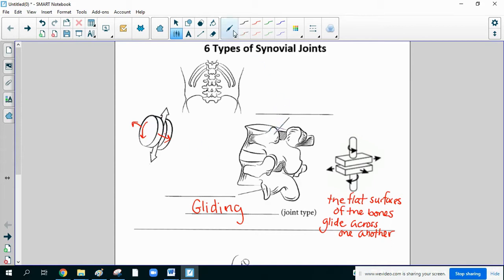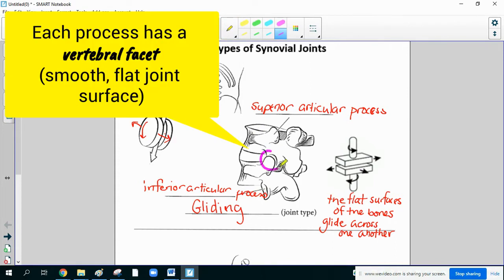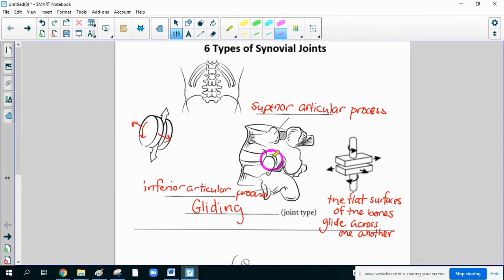So the example that's been given here is the vertebrae, and you may remember this upper projection on the vertebra is called the superior articular process, and this lower projection is called the inferior articular process. And the reason I'm bringing this up is because between the two is a gliding joint where the superior articular process of one bone meets the inferior of another. And so we have this gliding or sliding effect that takes place between those articular processes.